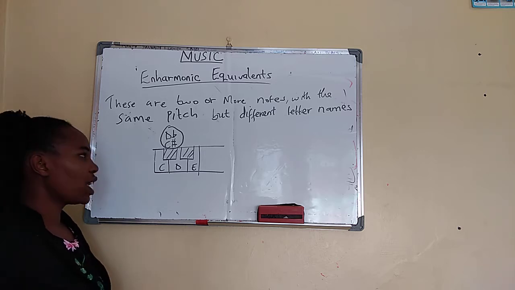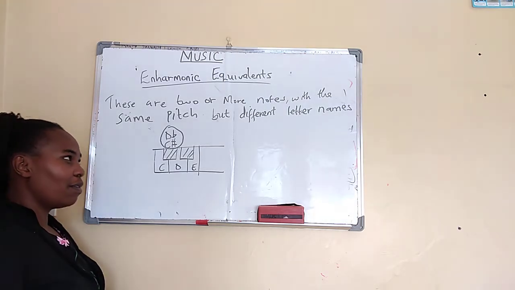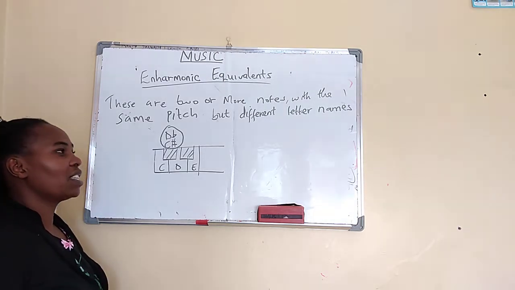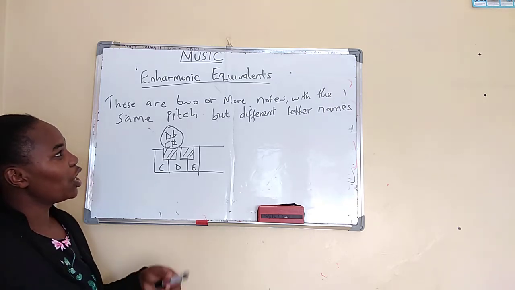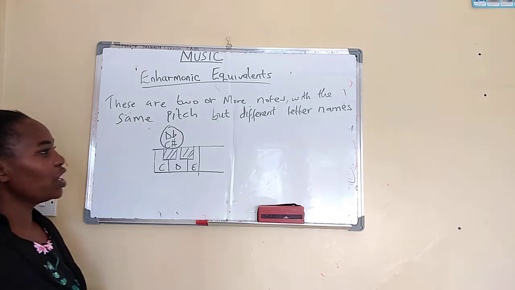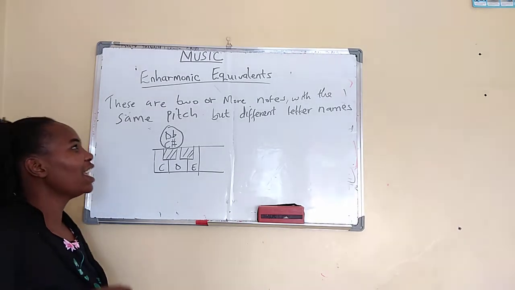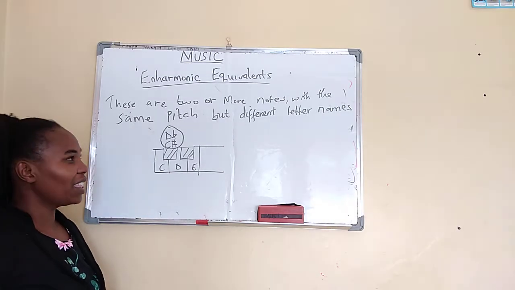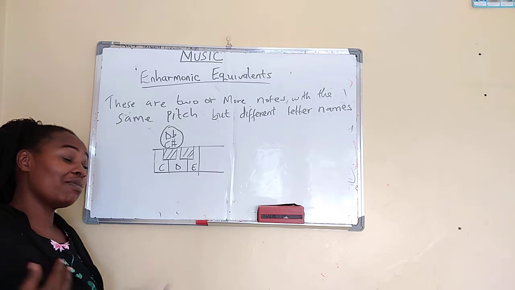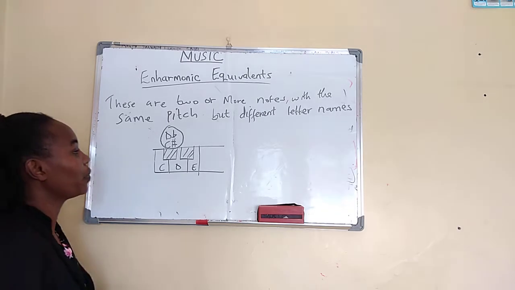We are going to borrow the idea of double sharps, double flats, flats, sharps, so that they can help us name the notes. So in short, D flat is enharmonically equal to C sharp because they sound the same. The only difference is that they have different letter names, but the same pitch.